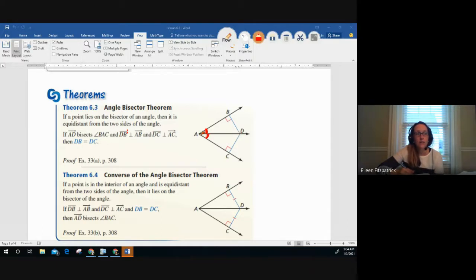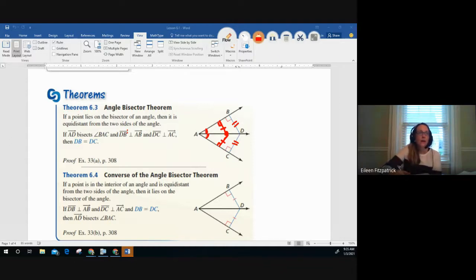If AD is the angle bisector, then any point on the angle bisector is going to be equidistant to the sides. And we measure the distance using a perpendicular segment. So there's a perpendicular segment. Here's a perpendicular segment. So that means that this segment is going to be congruent to that one. Or in their drawing, DB is congruent to DC. Because D is on the angle bisector, it must be the same distance to the two sides of the angle.